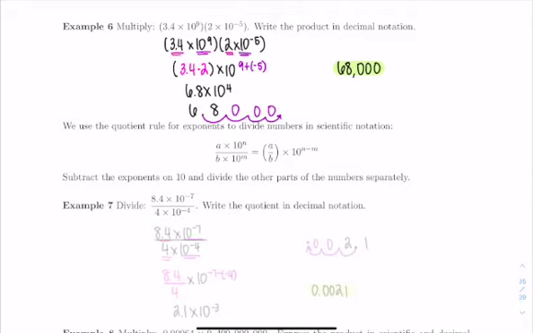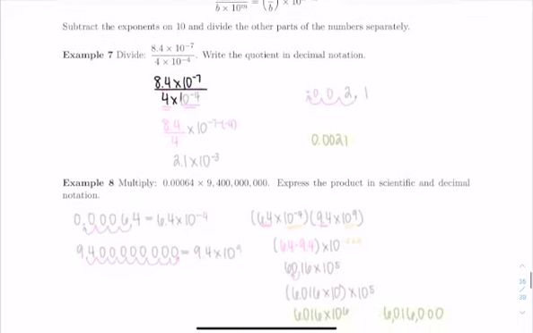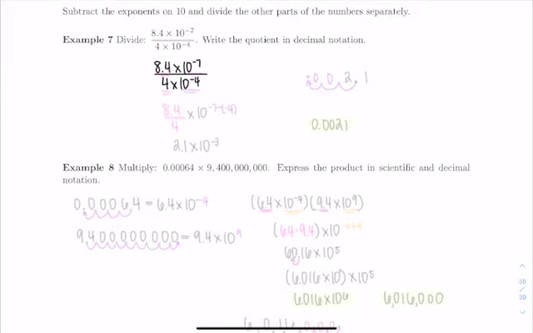When we divide, we're going to use the quotient rule, which just says that we subtract the bottom exponent from the top exponent, and we'll divide the A pieces on their own. So let's try this with example number 7. 8.4 times 10 to the negative 7 all over 4 times 10 to the negative 4. So again, we want to take the numbers out front and we're going to divide those on their own. And then we're going to use the quotient rule with the 10 part.